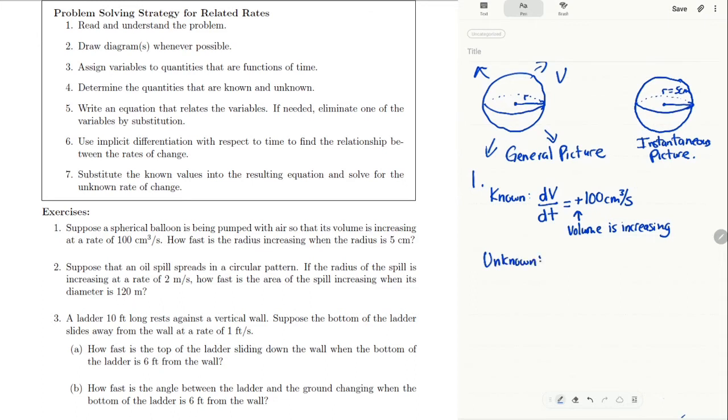Now, what are we trying to find? What we want to know is how fast the radius is increasing when the radius is 5 centimeters. We can represent this rate as a derivative. If r represents the radius of the balloon, then dr over dt is what we're looking for when the radius is 5 centimeters.